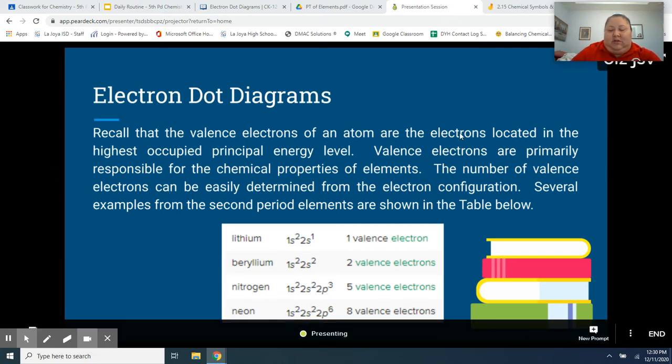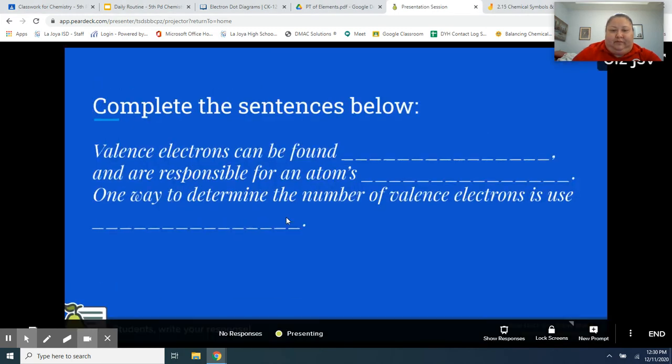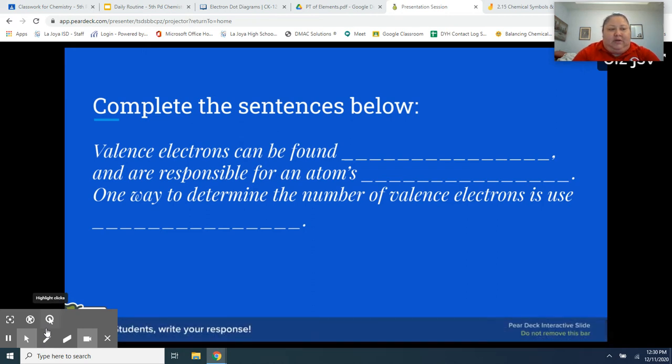Okay, last part. One way to determine the number of valence electrons is to use what?